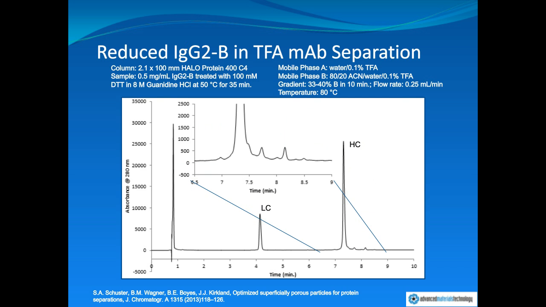And the first thing that we looked at, pretty obvious, is a reduced IgG, in this case an IgG2 subtype, where we're looking at the heavy chain and light chain. So in this case, on a 400 angstrom protein material with typical trifluoroacetic acid conditions, heavy chain, light chain separation is very straightforward, and the variance of heavy chains are very straightforward to be resolved chromatographically. And you'll note, under a pretty reasonable analytical time scale, a good separation for that type of sample.